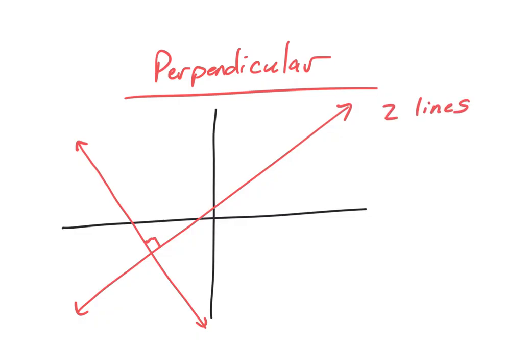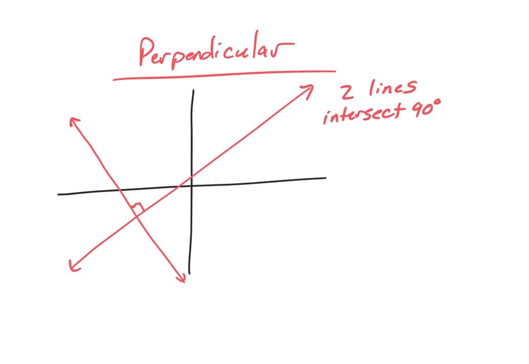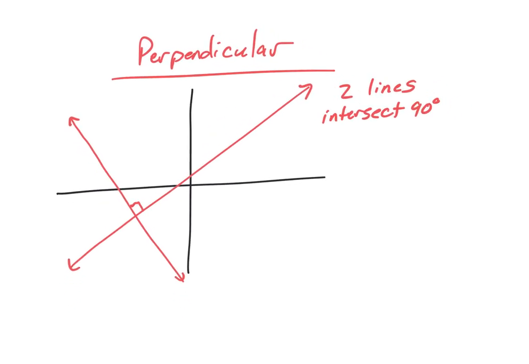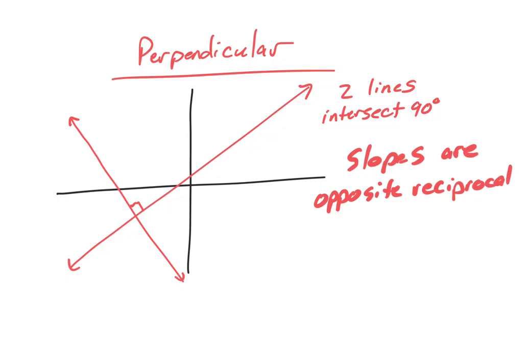So what we would say here is two lines that intersect at a 90-degree angle. Okay. Now, and this is kind of where Hudson was going. If we talk about their slopes, they are opposite of one another, and they are also reciprocals of one another. So we say that they are opposite reciprocals.